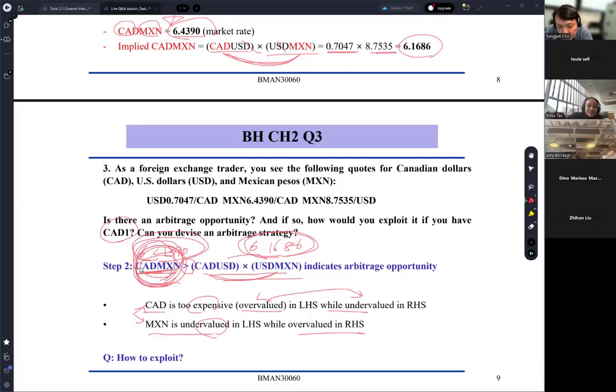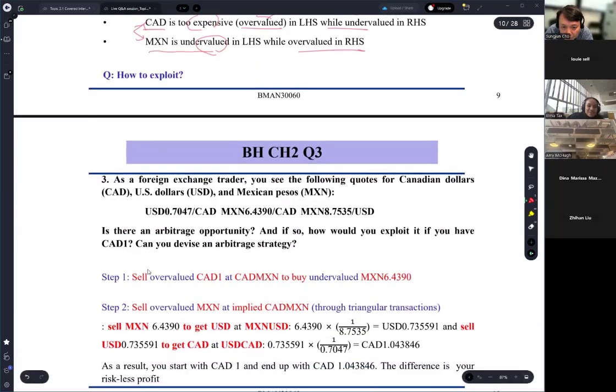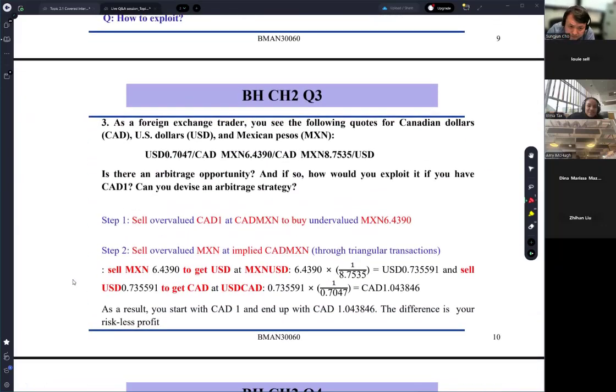Once you get Mexican peso, using triangular transactions, you have to buy back Canadian dollar through these triangular transactions. So you start with 1 Canadian dollar. You sell the Canadian dollar to get Mexican peso. Using triangular transactions, you end up with Canadian dollar. Now, what you get after this process is bigger than your initial point. That's your arbitrage profit. So let's go through this step by step.